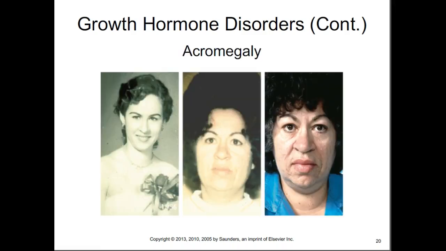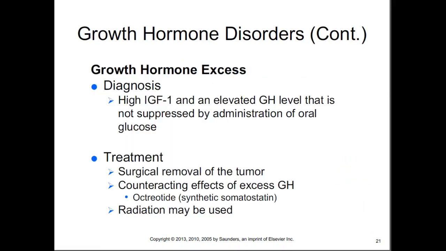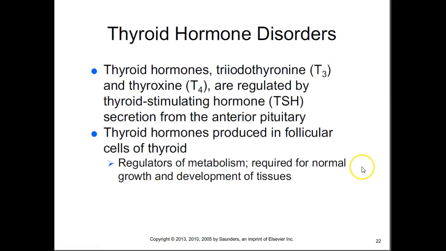Right, so you could see here in this woman how in an earlier picture she has more feminine features, and notice how the nose has grown, the brow has grown, the jaw has grown over the course of maybe 20 or 30 years. All right, growth hormone excess can be diagnosed with high insulin-like growth factor 1 and elevated growth hormone that is not suppressed by the administration of oral glucose. Treatment is surgical removal of the tumor, or counteracting the effects of the excess growth hormone with octreotide, which is a synthetic somatostatin. Radiation may also be used, but usually the octreotide is good enough.